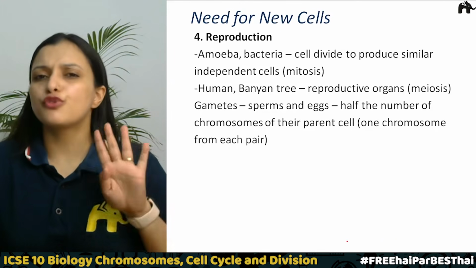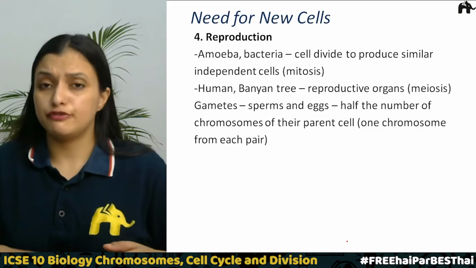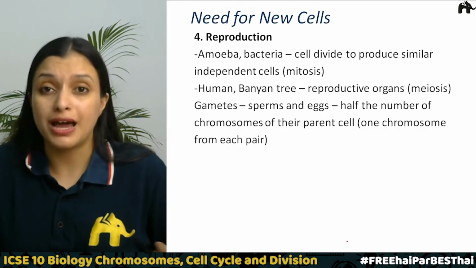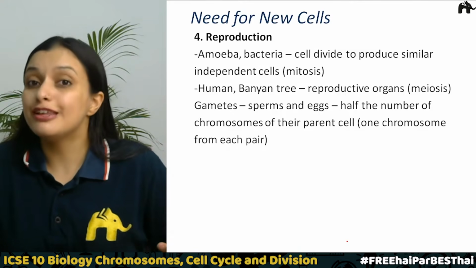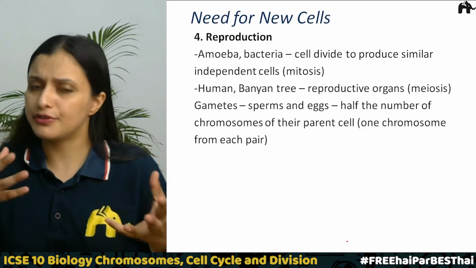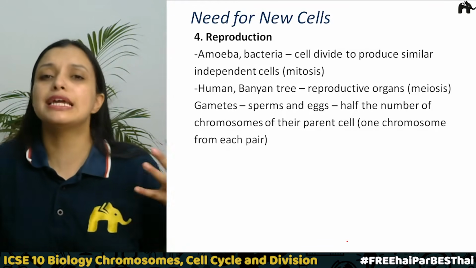Talking about the fourth point, that is reproduction. If we talk about amoeba, bacteria, a cat, a dog, a banyan tree, or a small rose plant, every living organism starts its life from a single cell. Many of them remain as a single cell, but many of them grow into millions of cells.